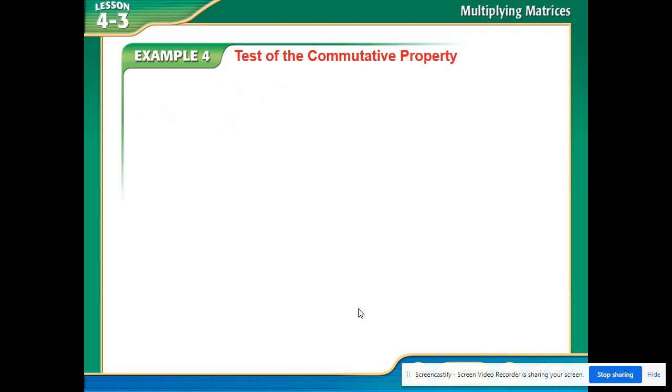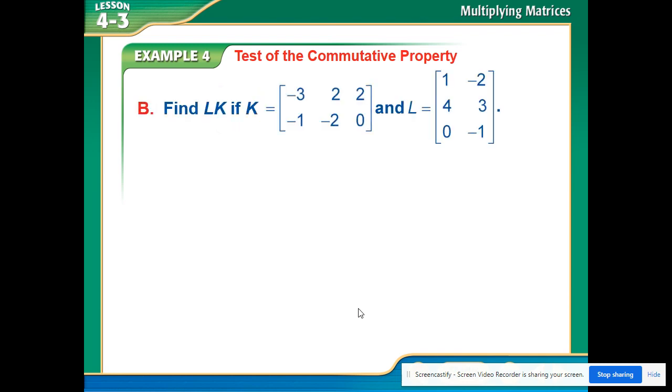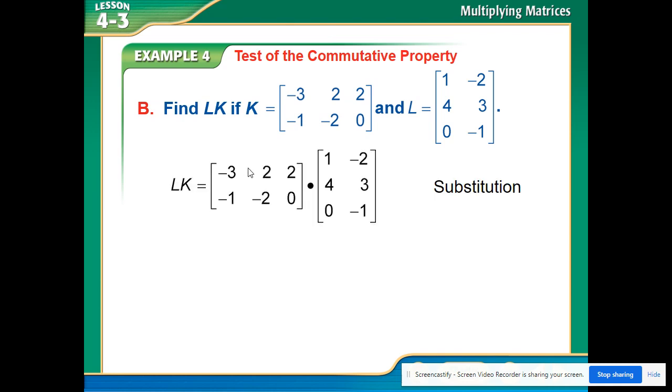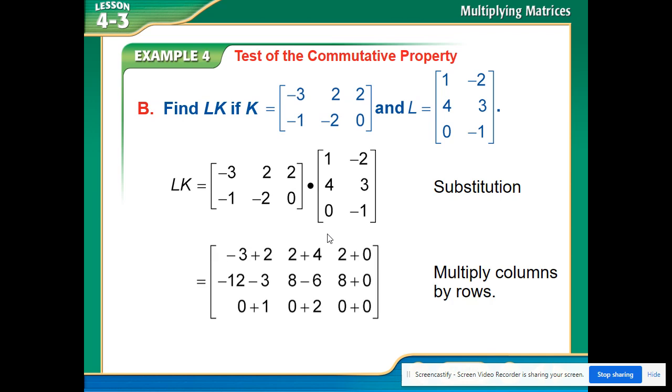Now, what happens if we switch that around? What if we do L times K? How does that change things around? Notice now it's a 2 by 3 and a 3 by 2. They have that backwards, don't they? That's still KL. So this was backwards. It needs to be reversed. This should have gone first.